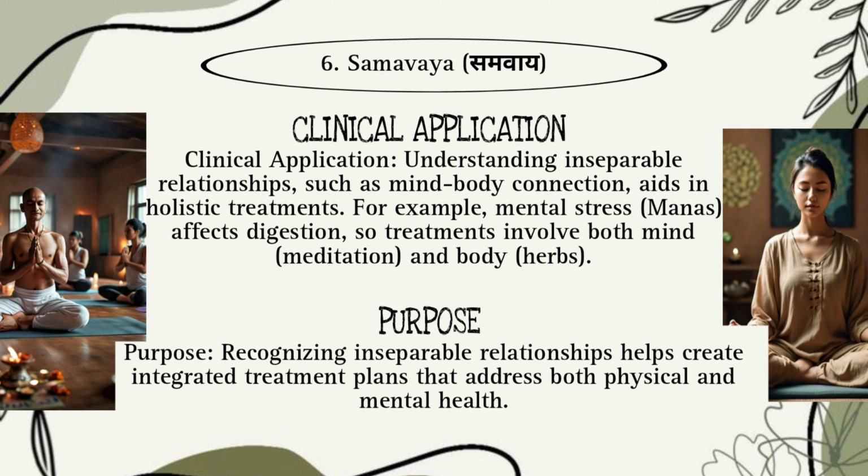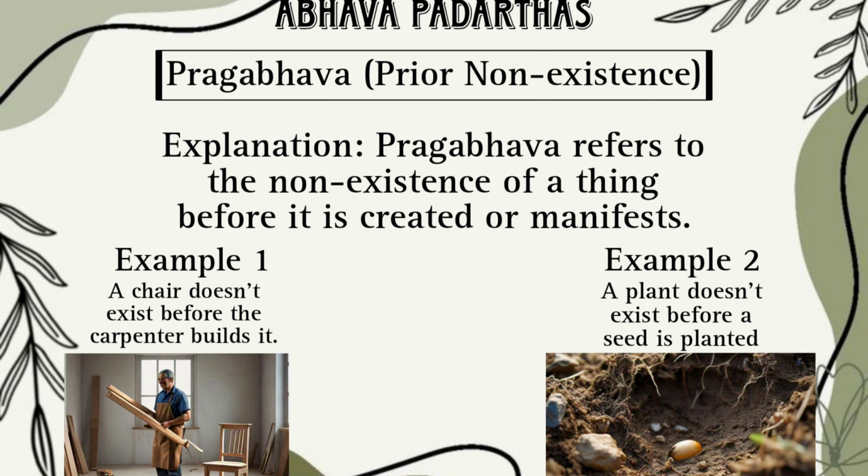Purpose: recognizing inseparable relationships helps create integrated treatment plans that address both physical and mental health. First is pragabhav, that is prior non existence. Explanation: Pragabhav refers to the non existence of a thing before it is created or manifests. Example 1: a chair doesn't exist before the carpenter builds it. A plant doesn't exist before a seed is planted.